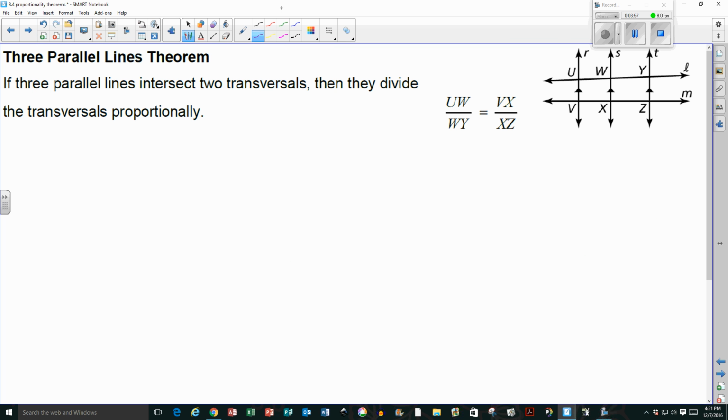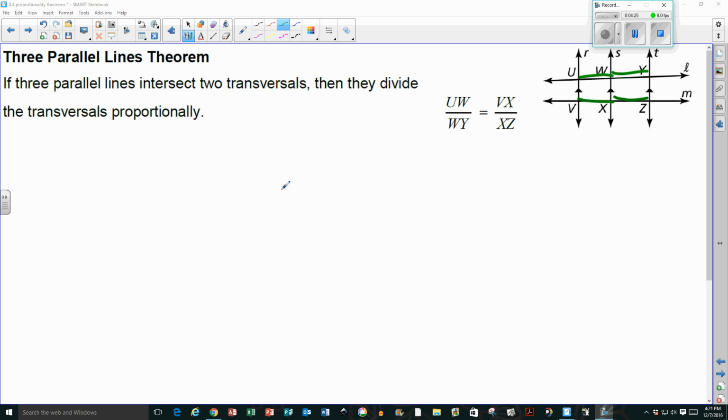All right, our next theorem states that if there are three parallel lines, and they intersect two transversals, so transversal L and transversal M, then they divide the transversals proportionately. So UW and VX, YW, and XC. So you've got four little pieces, and they're all cut proportionately.